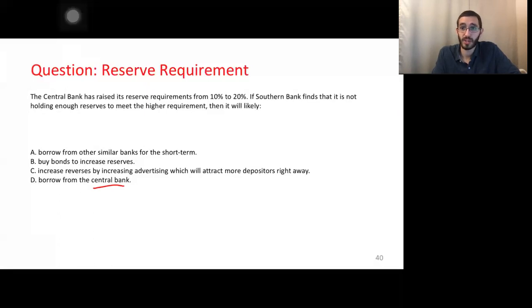They buy bonds to increase reserves. We know that bonds and reserves are not the same thing, so that can't be B either, right? But they increase advertising to get more depositors. Maybe that's a long-term goal, but you know that's really hard to get, right? And also it depends on how depositors are feeling about the economy. If the economy is going through a recession, right, then maybe now it's a lot harder to get depositors, right?